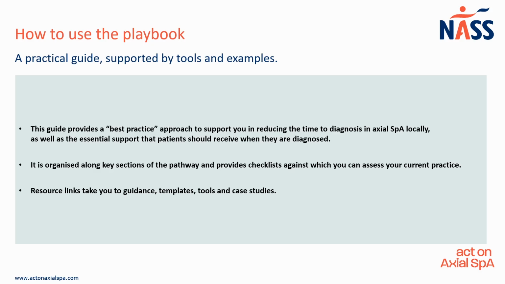This guide provides a best practice approach to support you in reducing the time to diagnosis in Axial SpA locally, as well as the essential support that patients should receive when they are diagnosed. It is organised along key sections of the pathway and provides checklists against which you can assess your current practice, resource links to take you to guidance, templates, tools and case studies.